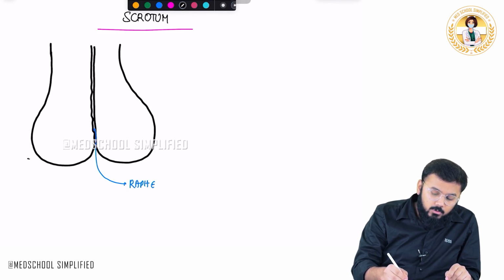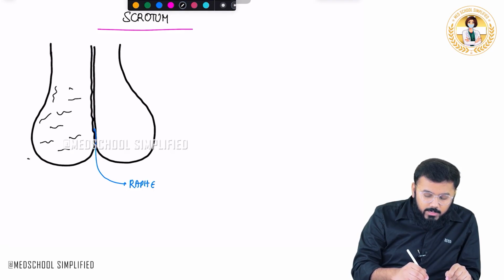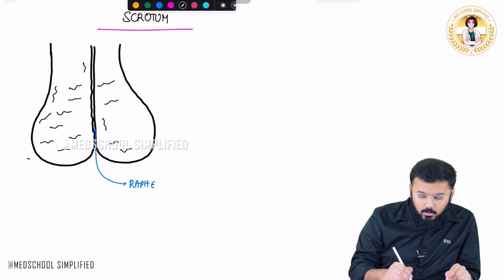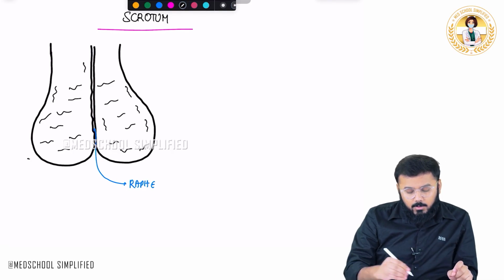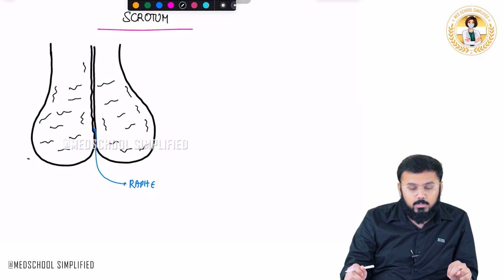And the second important thing, as you know, is that the scrotal skin is not smooth, right? It is wrinkled. Now why is the scrotal skin wrinkled? What is the use of these wrinklings? I will explain it to you in a minute, but before that you need to know that the scrotal skin is not linear, it is wrinkled.